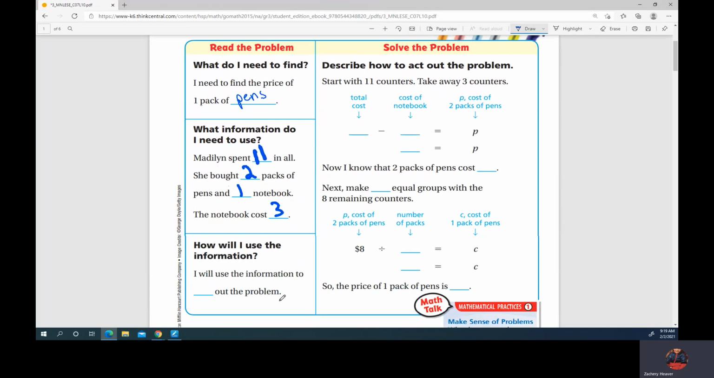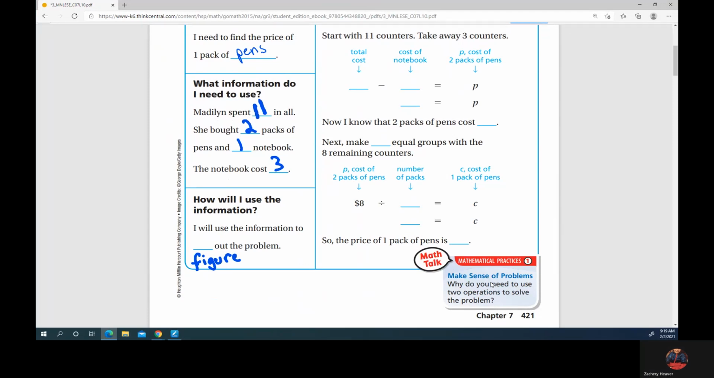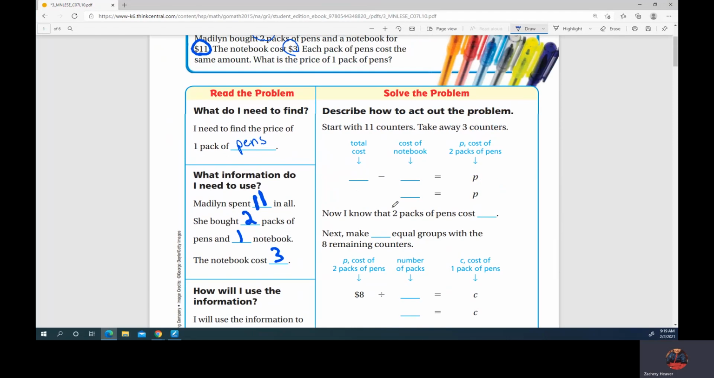How will I use this information? I will use this information to figure out the problem. This computer works a little bit differently. So we have, this is like our doctor. We're going to subtract first. That's our first operation we're going to do.